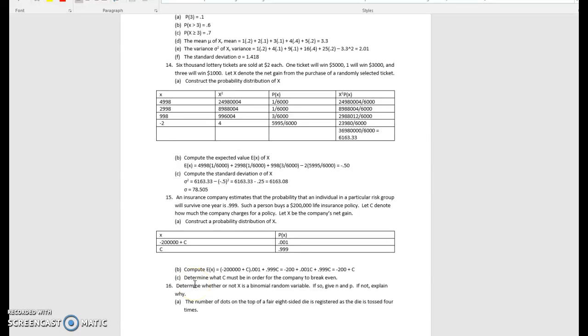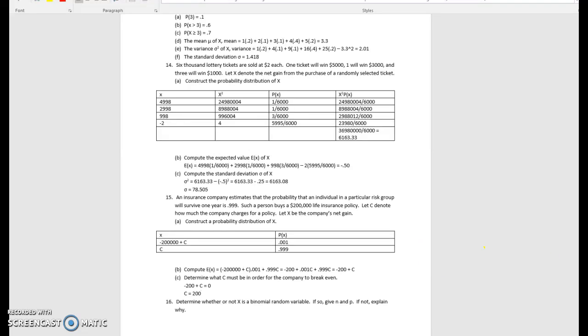All right, so now part C, let's determine what C must be in order for the company to break even. Well, if they're going to break even, that means the expected value would be 0. They're not going to have any gain. So negative 200 plus C would be equal to 0 if their gain is just nothing. If we move our 200 to the other side, we can see that they would need to charge $200 for this life insurance policy in order to break even.